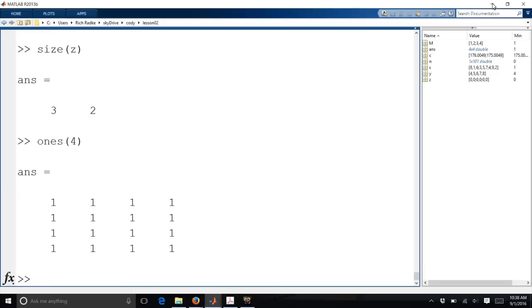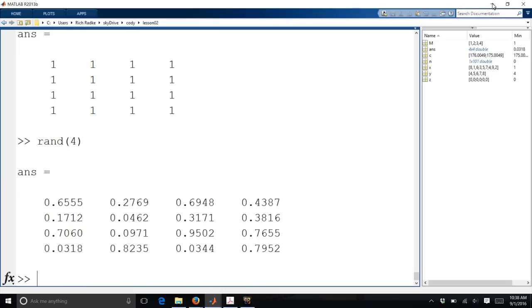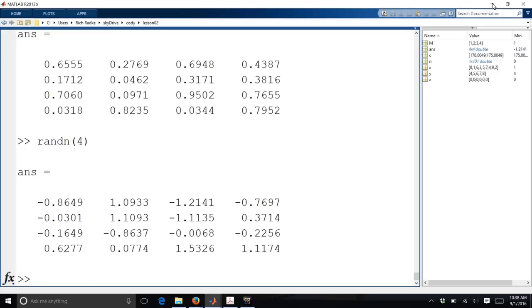That happens a lot. I can also ask for a matrix full of random numbers. This will generate a matrix of values that are uniformly distributed between 0 and 1. If I want a matrix of Gaussian distributed numbers, which may come up a little bit, I could also ask for a normally distributed random matrix. That gives me both positive and negative values that are basically zero mean, unit variance numbers, which is helpful sometimes.